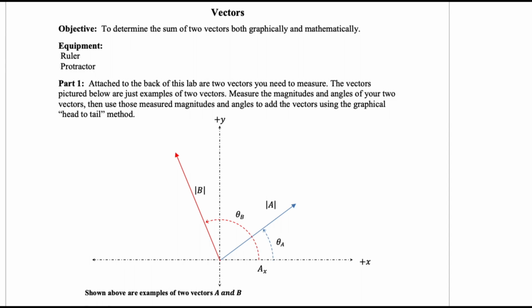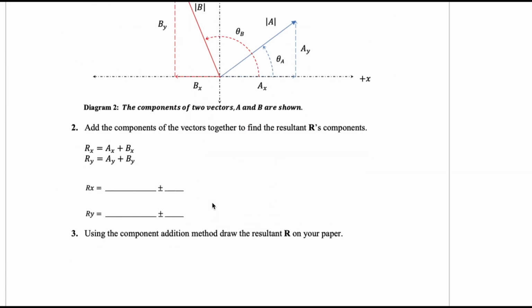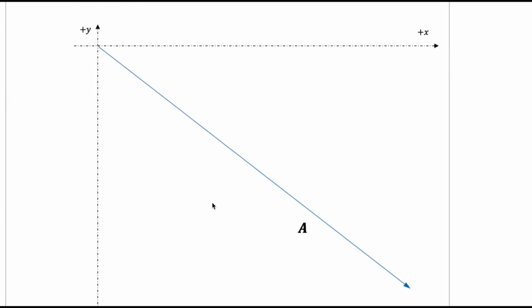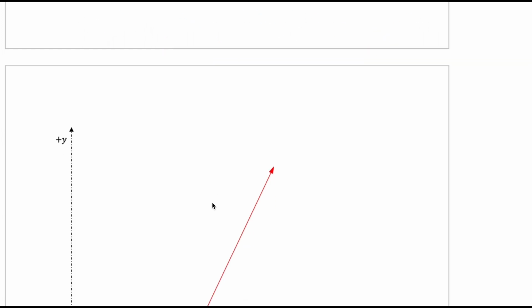I'm going to demonstrate the process of the lab using these two vectors, A and B. If you're doing the lab yourself, then you'll actually want to use different vectors which are at the end of the lab. So this is your vector A and your vector B.